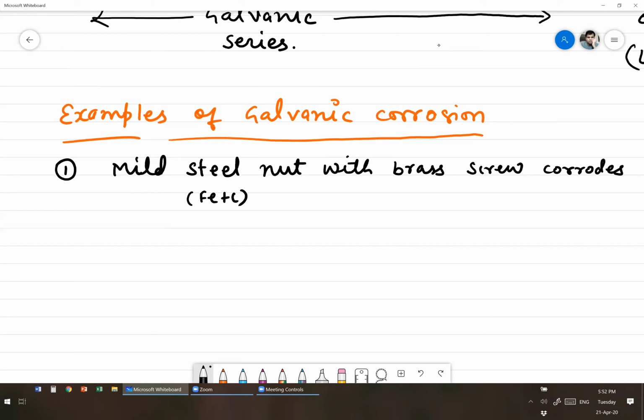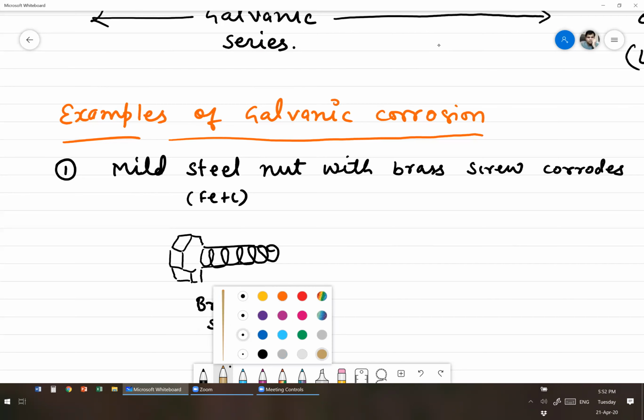So let me draw this. You have a screw that is made of brass, so this is the brass screw, and the bolt attached with it is made of mild steel. We have the nut around it.